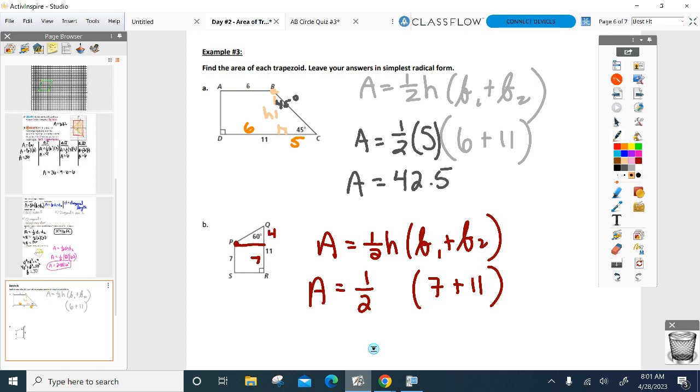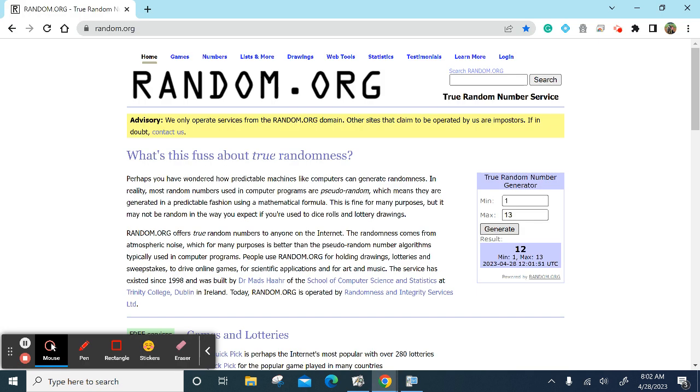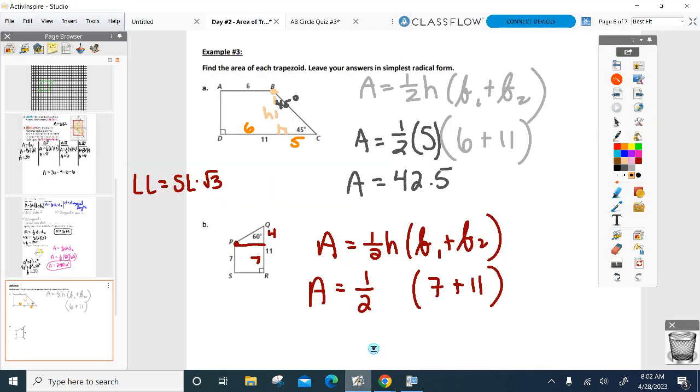Longer leg equals shorter leg, there you go, times radical 3. So shorter leg times radical 3. So what would be my longer leg here then? What's the length of your longer leg? Anna? 4 radical 3. Yep, so there's your height. 4 radical 3.